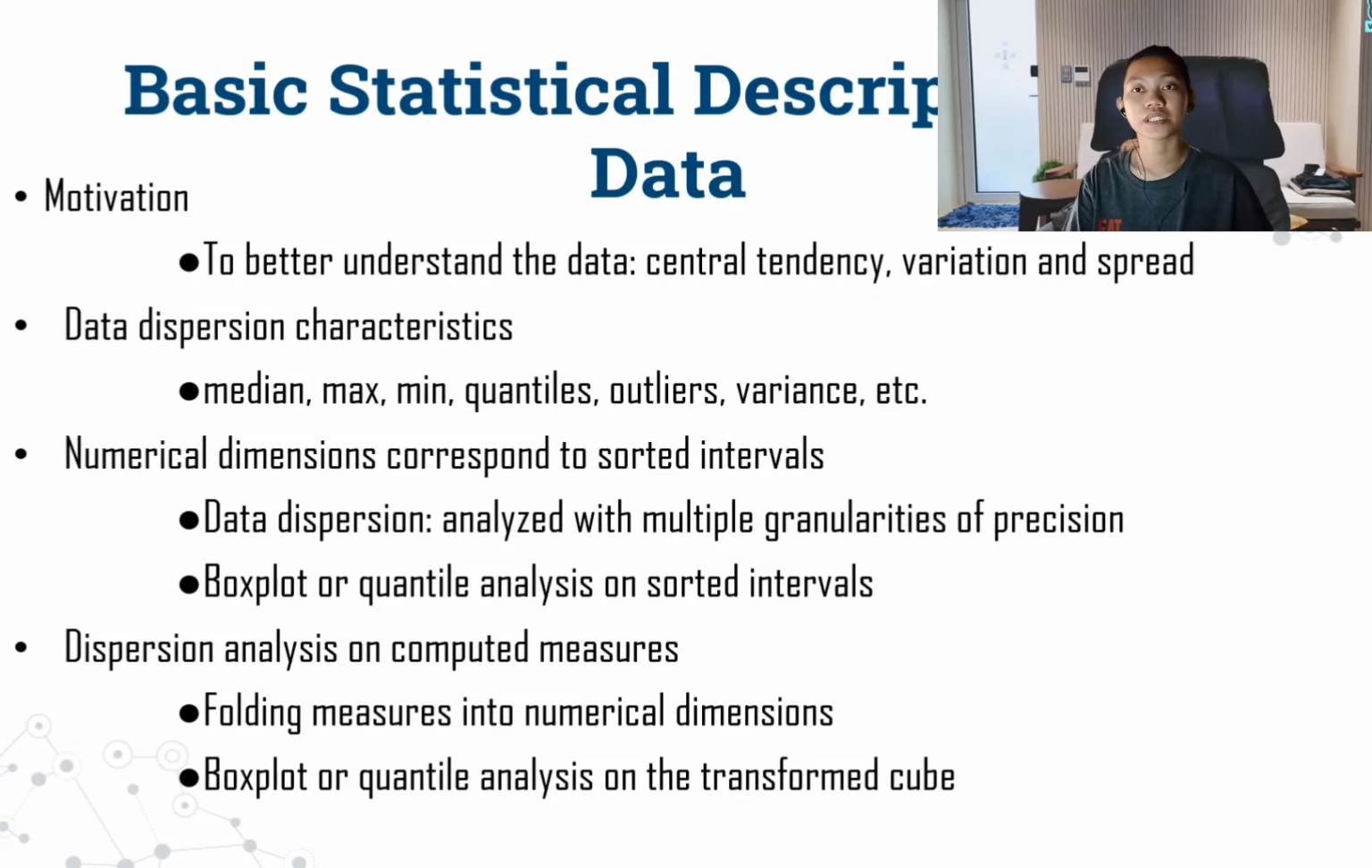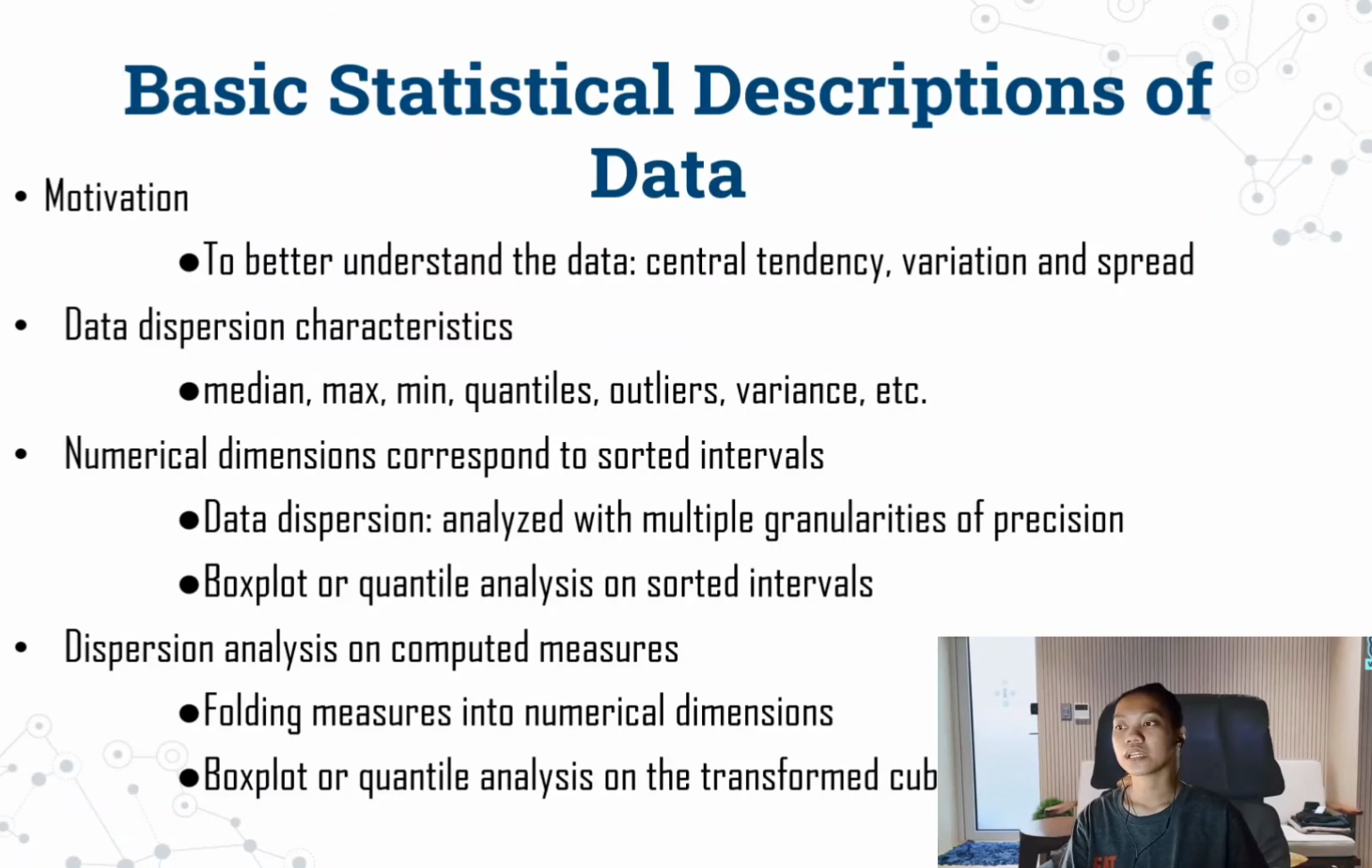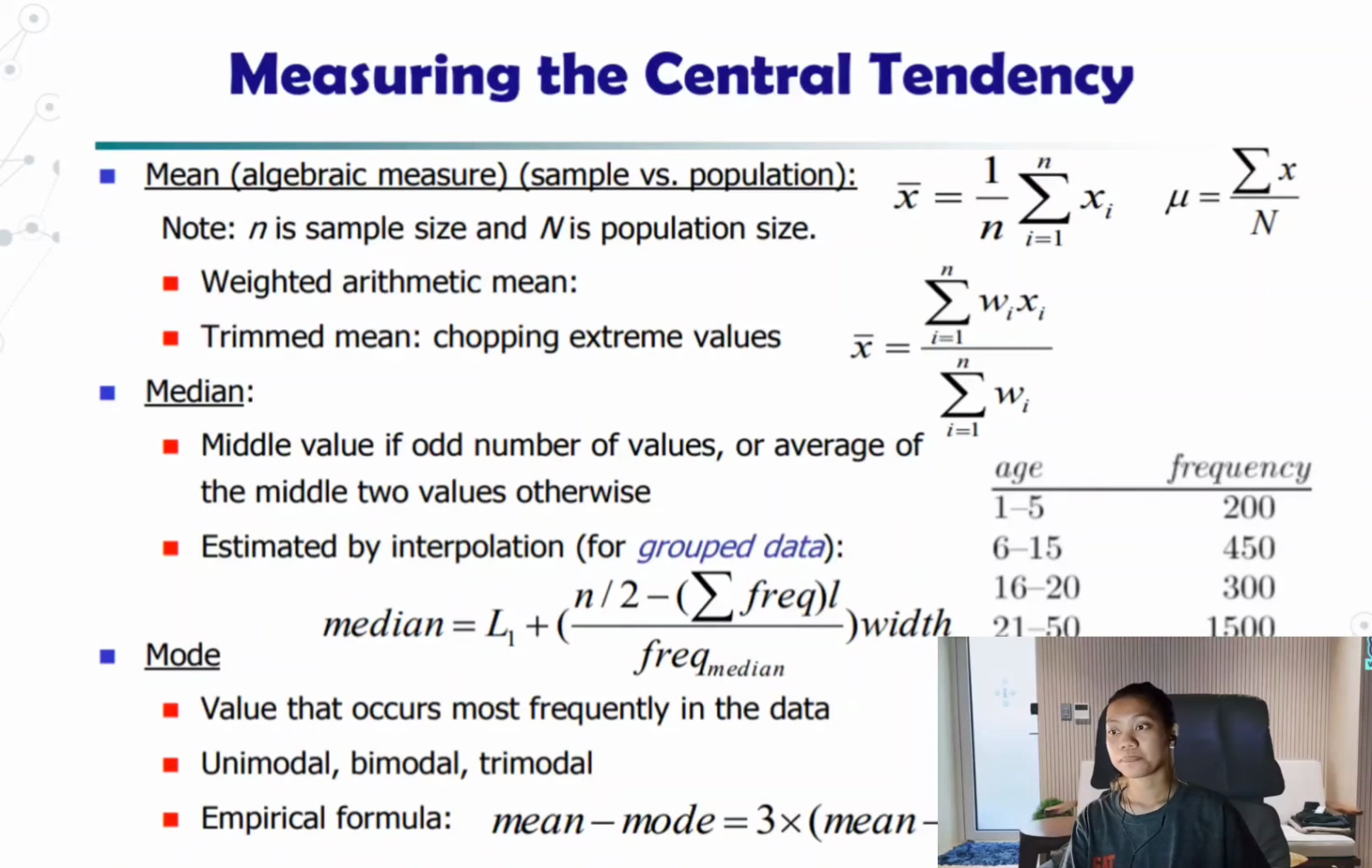Next is the dispersion analysis on computed measures. So, folding measures into numerical dimensions, box plot or quantile analysis on the transformed cube. Next, we have measuring the central tendency. We have the mean, an algebraic measure, sample versus population. Note that the small letter n is the sample size and the big letter N is the population size. So weighted arithmetic mean, trimmed mean, chopping extreme values, so this is the formula.